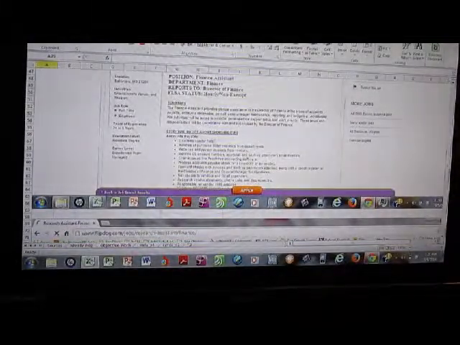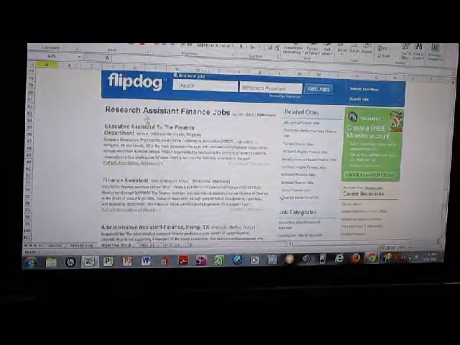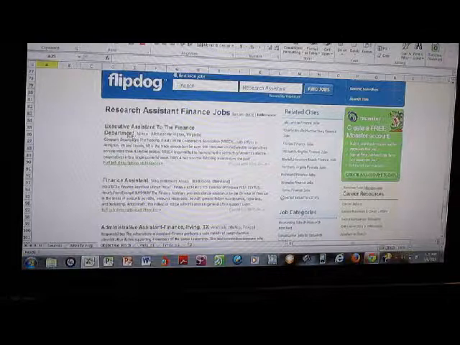And there are a lot of bullet points of what one should do. The site wasn't immediately listed through Monster because it came through Flipdog as research assistant finance jobs. There's the first position, executive assistant to the finance department, and this one's the financial assistant, SMG Baltimore Arena, which I clicked on and turned into this job summary.